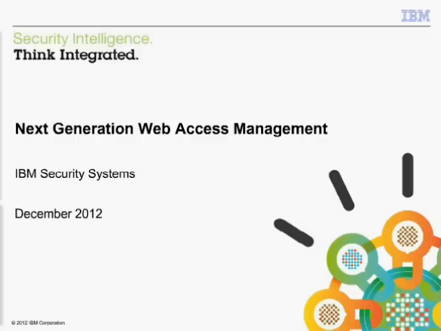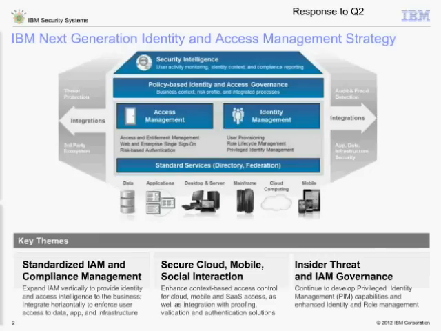So folks, if you go over to slide number 2, this gives you an excellent perspective of IBM's next generation identity and access management strategy. What you see on this slide are the 3 primary key themes that govern our strategy. The first one is standardized identity and access management and compliance management across the enterprise that gives you the ability to get identity and access intelligence throughout your business.